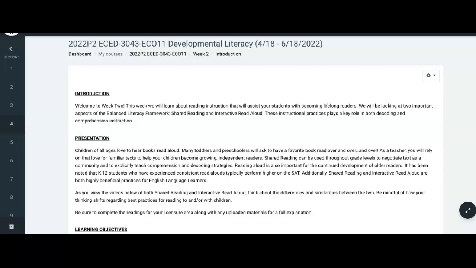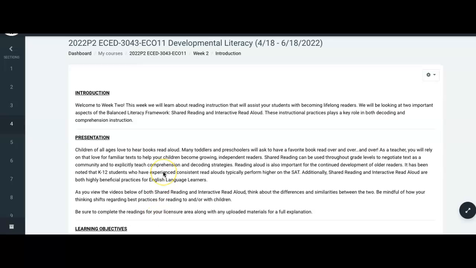Shared reading can be used throughout grade levels to negotiate text as a community and to explicitly teach comprehension and decoding strategies. Interactive read aloud is also important for the continued development of older readers. Additionally, shared reading and interactive read aloud are both highly beneficial practices for English language learners.